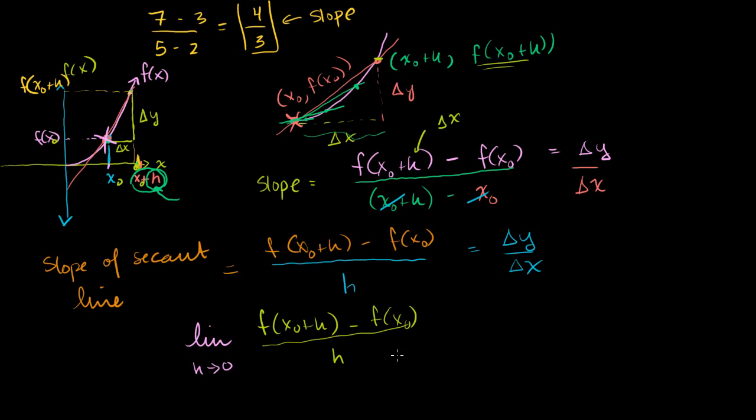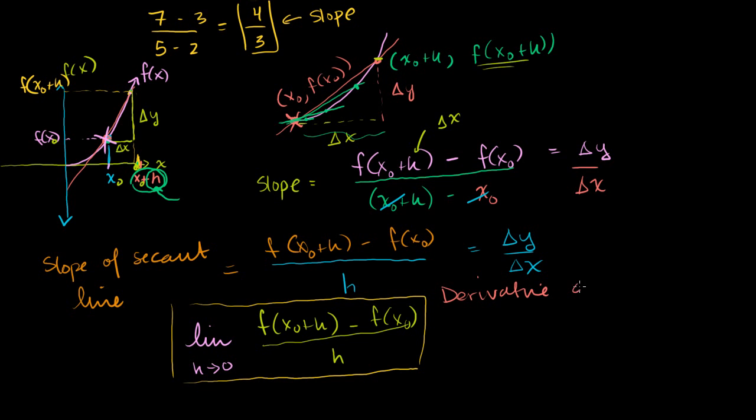But I am going to call this thing, which we're saying equals the slope of the tangent line, and it does equal the slope of the tangent line, I'm going to call this the derivative of f. Let me write that down. The derivative of f. And I'm going to say that this is equal to f prime of x.